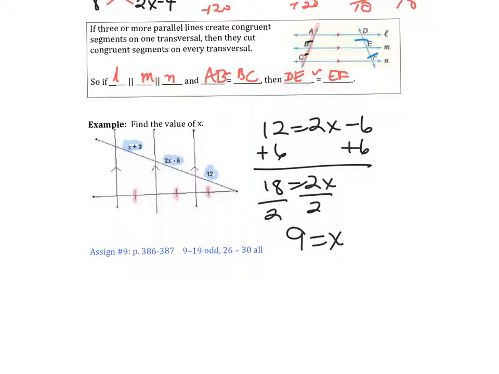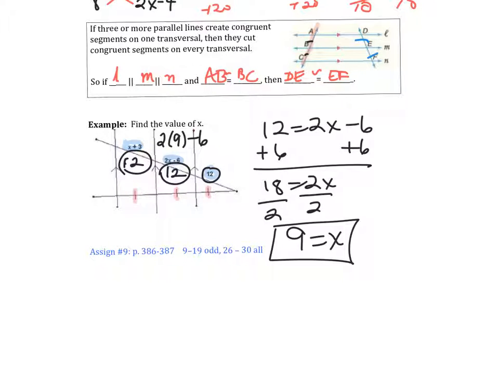Just to plug those in to see what those sides are. So I've got 2 times 9 minus 6. So 18 minus 6, that becomes 12. And then I've got 9 plus 6. That's also going to be equal to 12. So just to double check, all 3 of those parts are equal to 12.